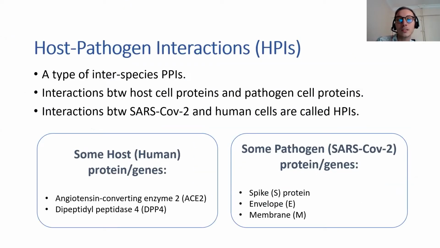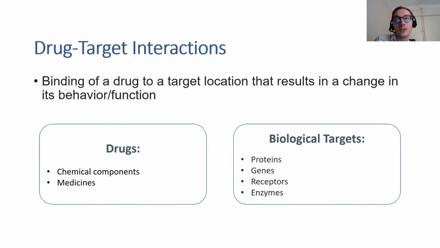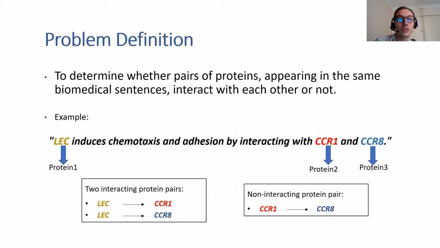Host and pathogen interactions are a type of interspecies protein-protein interaction, and they refer to interactions between host cell proteins and pathogen cell proteins. Moreover, interactions between SARS-CoV-2 and human cells also fall into the HPI category. Another concept that we have used in our study is drug and target interactions, described as the binding of a drug to a target location that results in a change in its behavior or function. Those drugs could be chemical components or medicines, while the biological targets are proteins, genes, receptors, or enzymes.